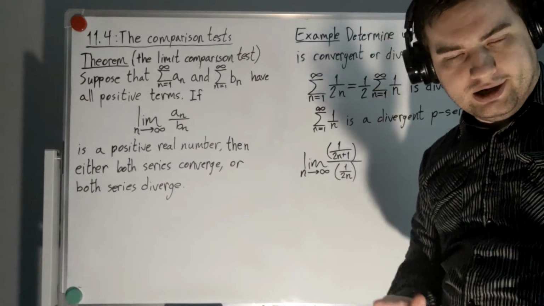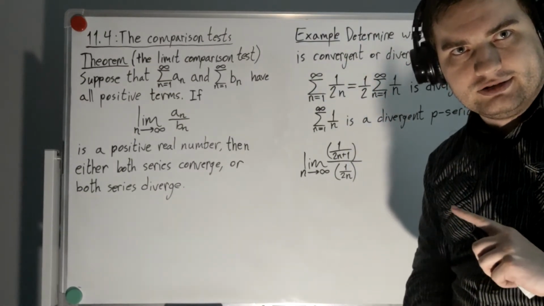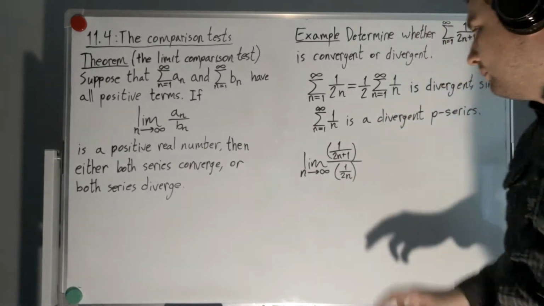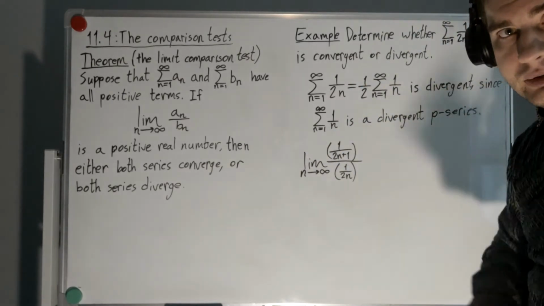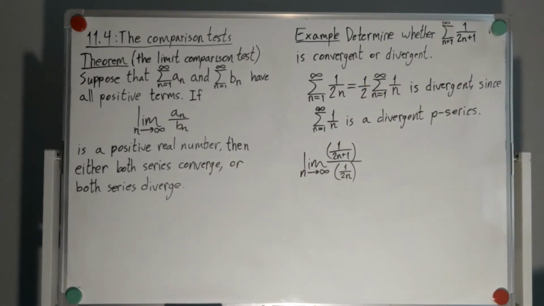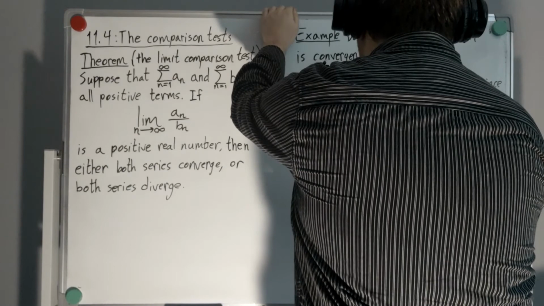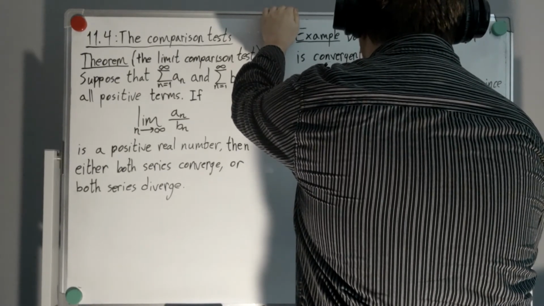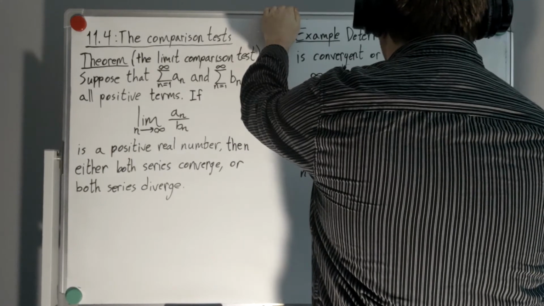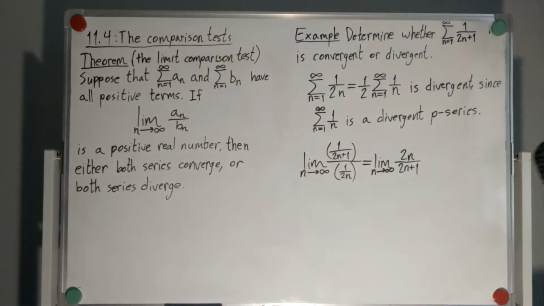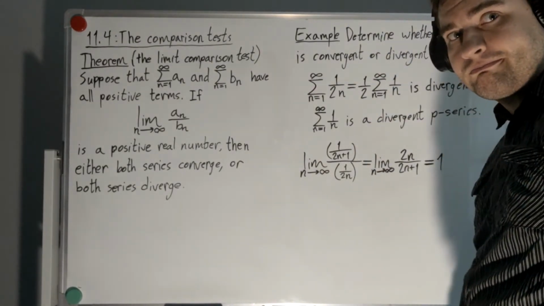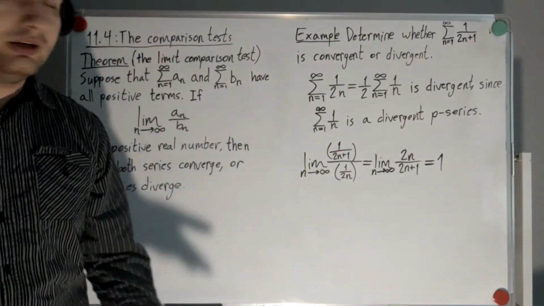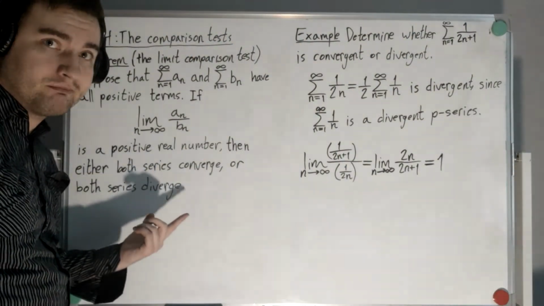By the way, you might be wondering, how do you know which one you should put on top? The answer is it doesn't matter. If one of these is positive and finite, then you can flip the whole thing, and then that limit will also be positive and finite, so it wouldn't matter at all. Okay, anyway, this is the same as the limit as n approaches infinity of 2n divided by 2n plus 1. And as n approaches infinity, this approaches 2 over 2, which is 1. And 1 is a positive real number, right? Positive and finite.